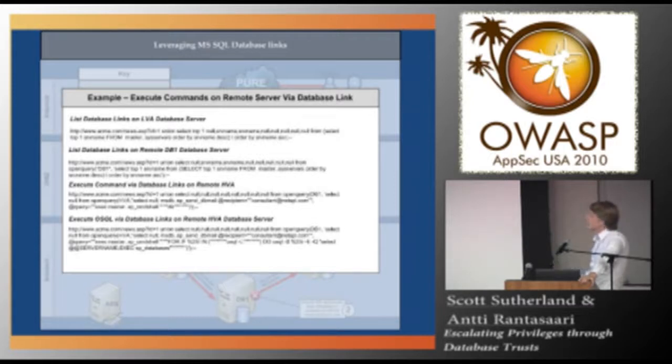But because of link chaining, we can do a SQL injection on LVA that queries the LVA database for links that are on DB1. So we can follow that path and find that we're not sysadmins on LVA, we're not sysadmins on DB1, but there's a link from DB1 to the HVA database. And at that point, it's been configured with excessive privileges. And at that point, we can actually run commands on the HVA database through OpenQuery.